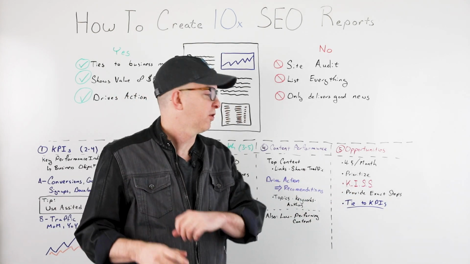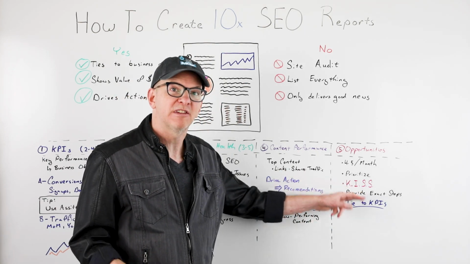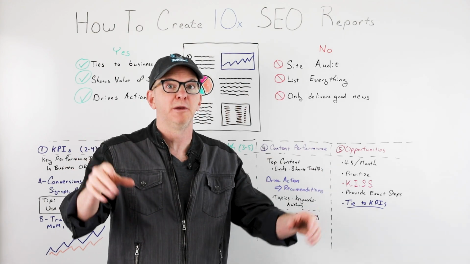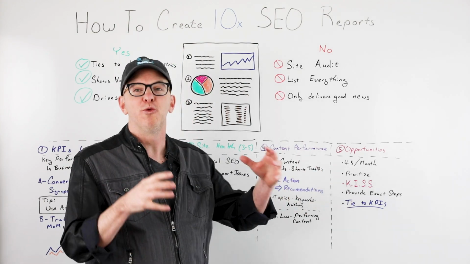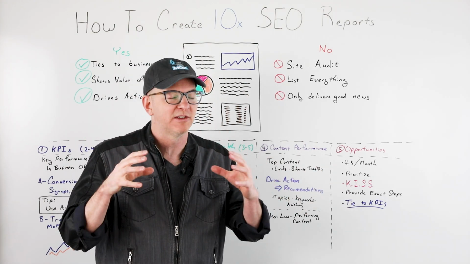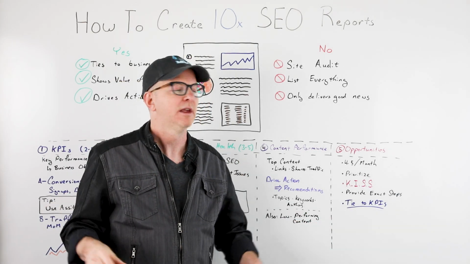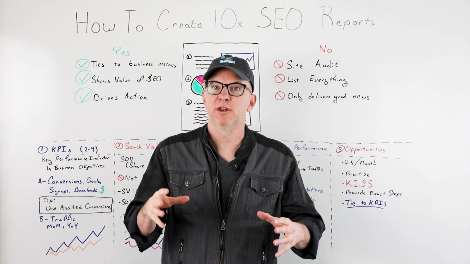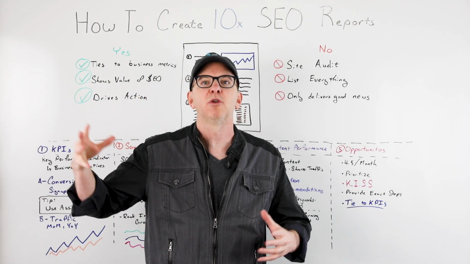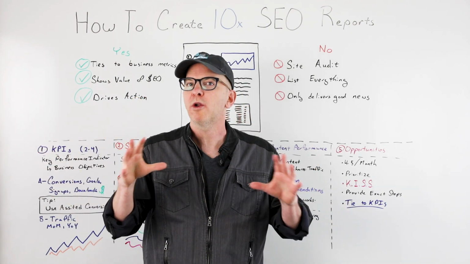If you're not familiar with KISS, it's an acronym. Keep it simple, stupid. You're not stupid. You're just going to keep it simple. You want to make your recommendations as simple and easy to follow as possible. 1, 2, 3, 4. That's it. We're not going to include everything. A lot of SEO reports want to list dozens of things. We want to hold those back.